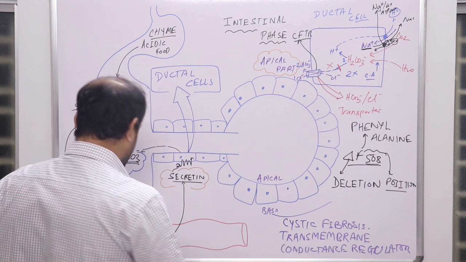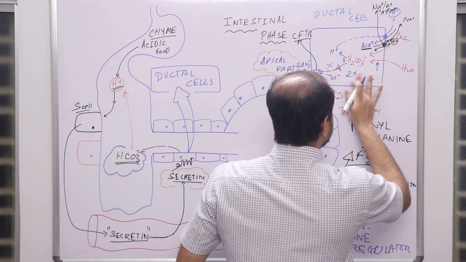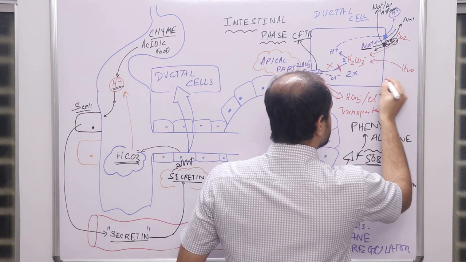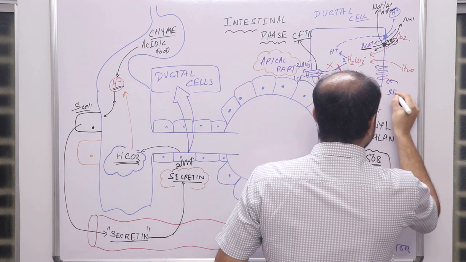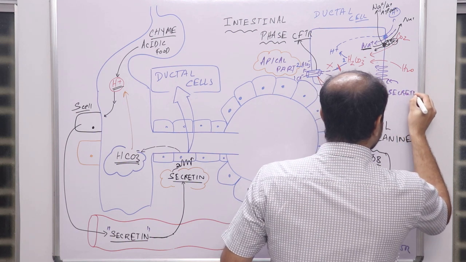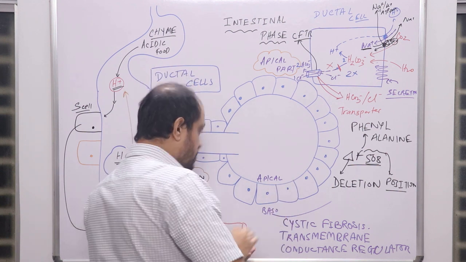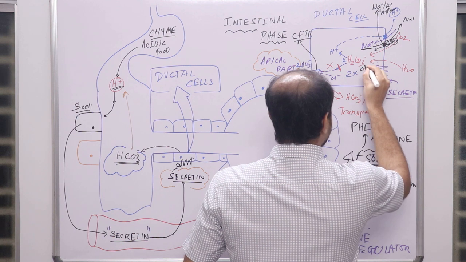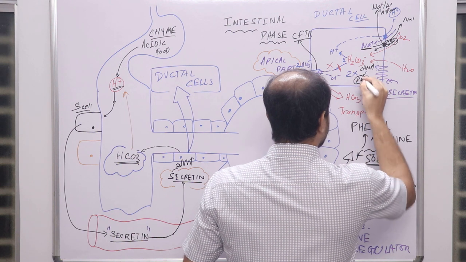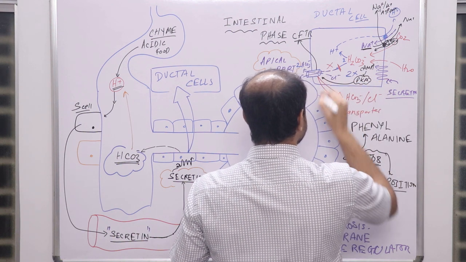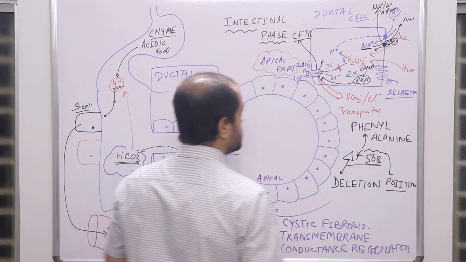Now let us come back here to what this secretin was doing. Secretin receptors are present here in the basolateral membrane, and when secretin binds with this receptor, cyclic AMP concentration increases, and therefore protein kinase A is activated. When protein kinase A is activated, phosphorylation of CFTR takes place, okay?